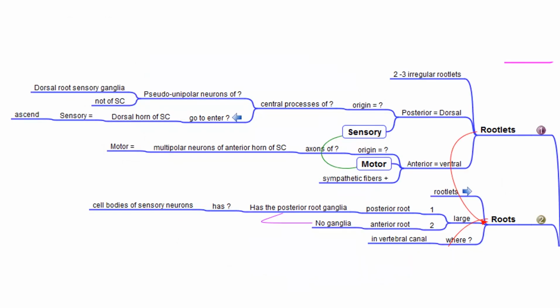Surely it is time to write notes, and in this slide and the next slide you see parts of the mind maps of the spinal cord and spinal nerves. It is important that at least you sit down and write some notes, or at least you copy the mind map.